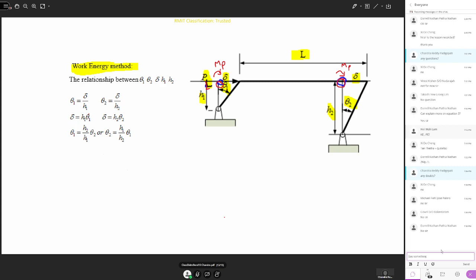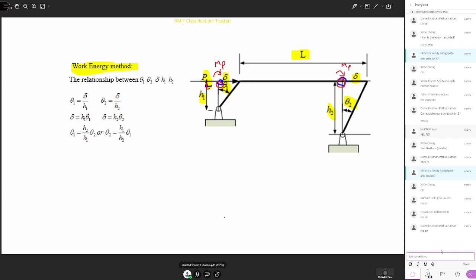There is an angular displacement of the beam here that we call theta 1. Here the angular displacement is theta 2. Theta 1 and theta 2 will be different because the heights are different. So we need to find out geometrically the relationship between these angles and this h1 and h2.